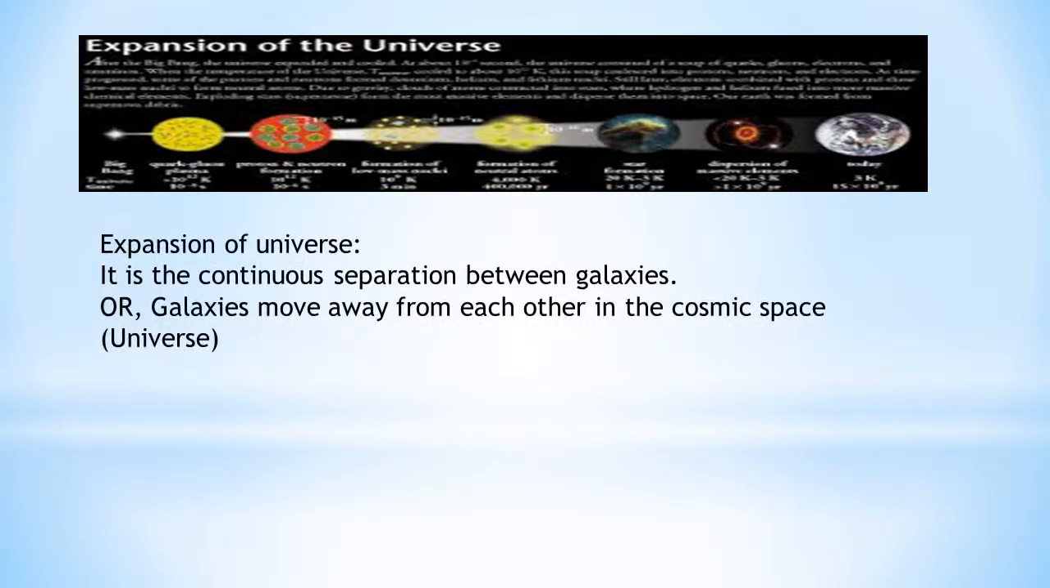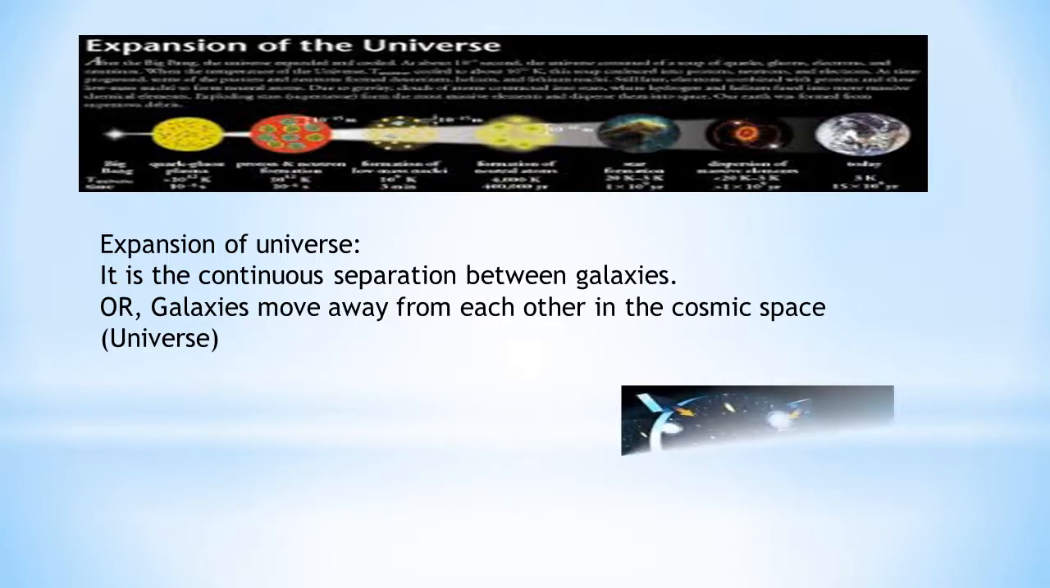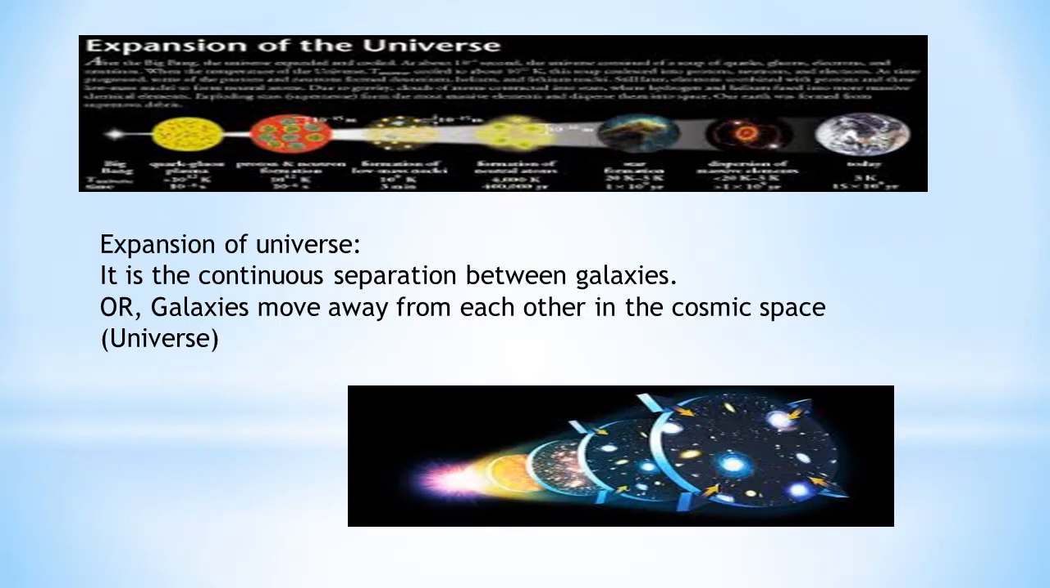What is the meaning of expansion of the universe? It is a continuous separation between galaxies in space as a result of their regular movement. So galaxies in space always have regular movement, and that is why expansion of the universe happens. The result of this expansion is the origin of the universe. How did it originate? Through the Big Bang Theory.